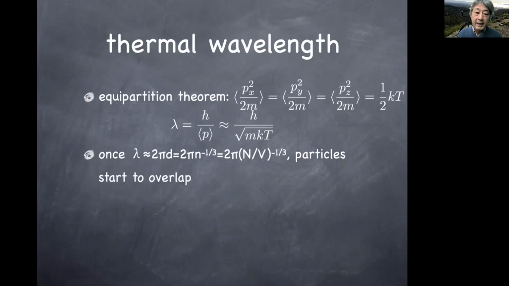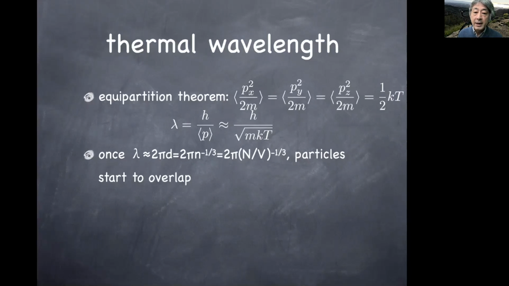So let's say d is the typical interparticle distance. The interparticle distance can be estimated using the number density. Number density is number of particles per volume. So if you take the minus 1/3 power, that's a typical distance between particles. So this is the typical interparticle distance.